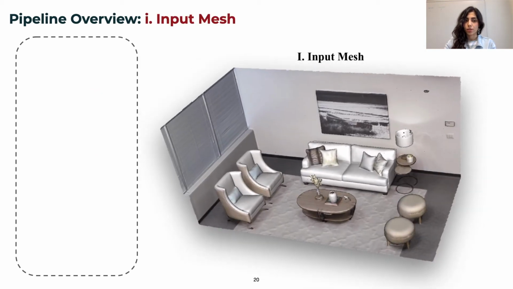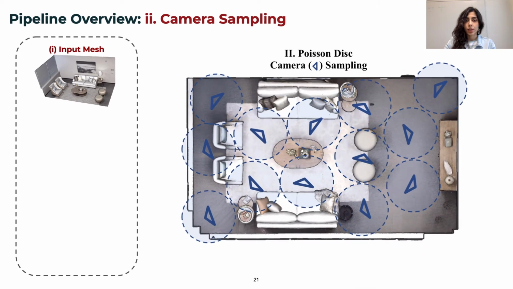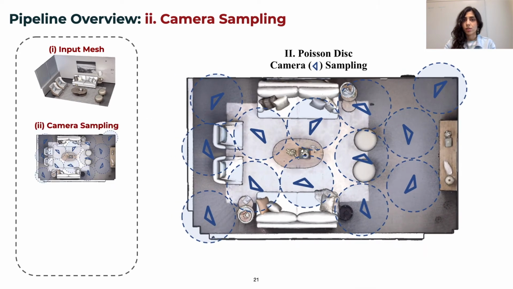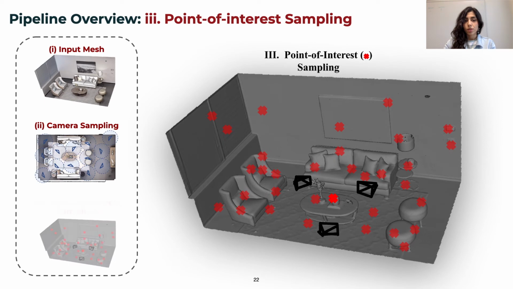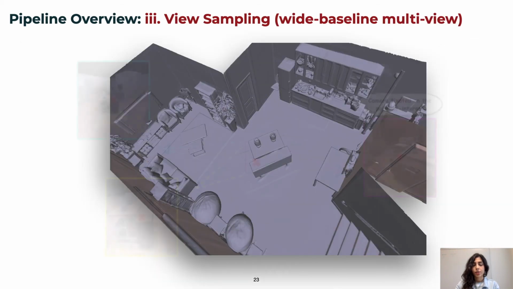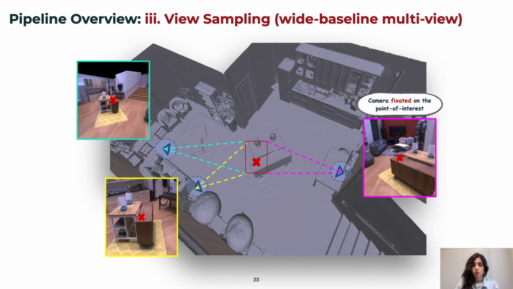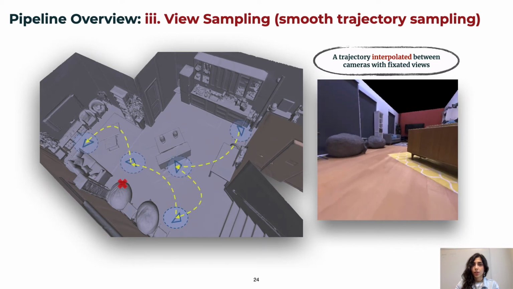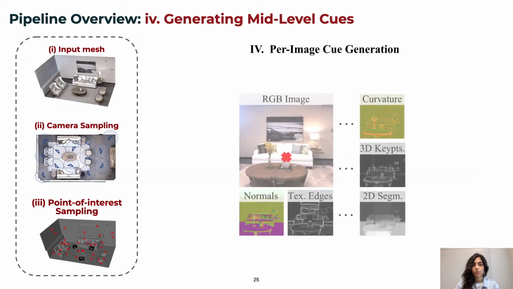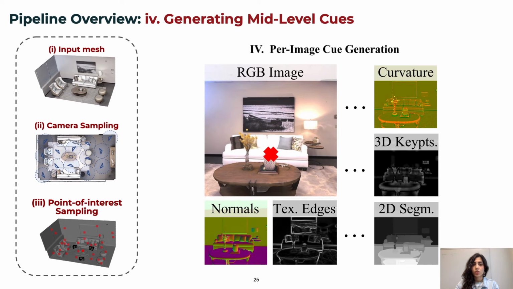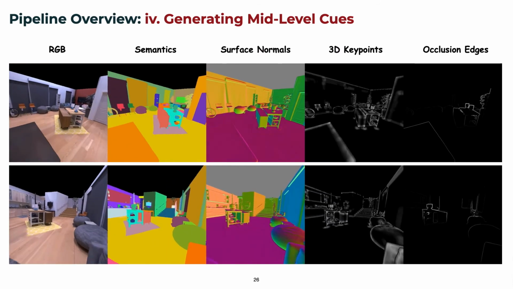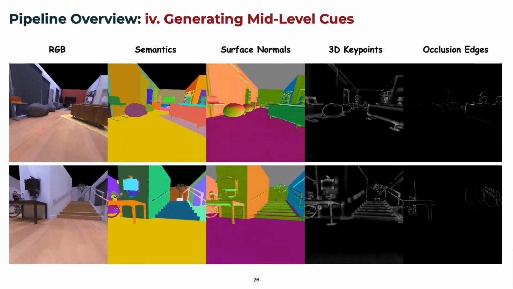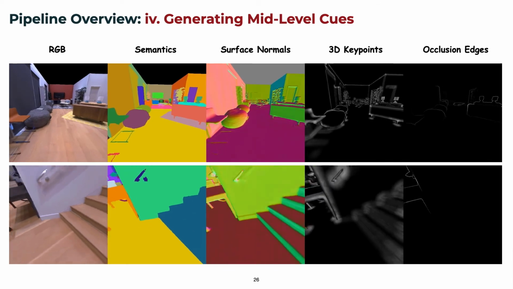First, we take a 3D mesh as input. We generate the camera viewpoints if they are not provided to densely cover the space. Points of interest are also densely sampled inside the building. These are the focus points where the cameras are fixated on. We can then generate static images by saving fixated views, and also videos by interpolating along a path. As the final step, we render 21 standard mid-level vision tasks for each generated view. Here you can see 2 trajectories sampled in a replica building with the 5 mid-level cues generated per each frame.